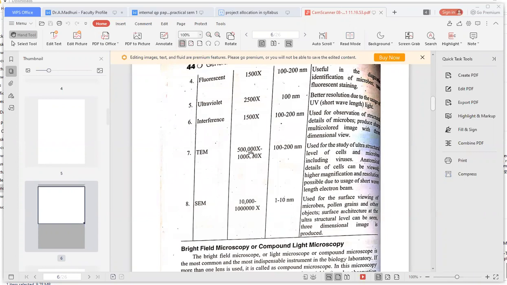Here you see the magnification: 5 lakhs to 10 lakhs for the transmission electron microscope, and 10,000 to 10 lakhs for the scanning electron microscope. Here the resolution is 1 to 10 nanometers. Here you have to make some correction.